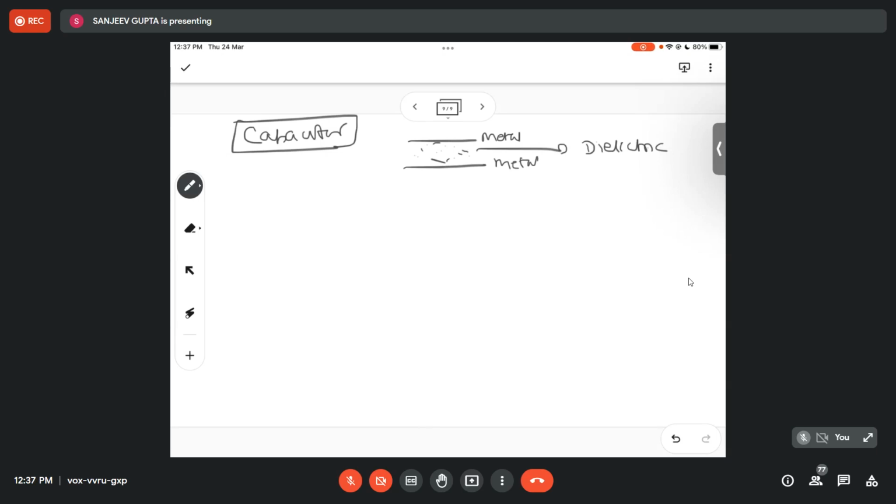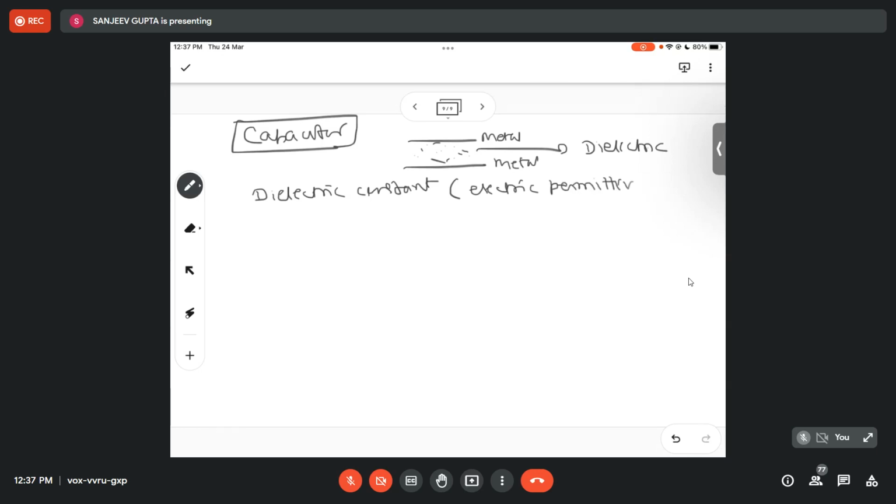Now, this dielectric is characterized by what we call the dielectric constant. Dielectric constant is a more generic term, but the more technical term is electric permittivity.